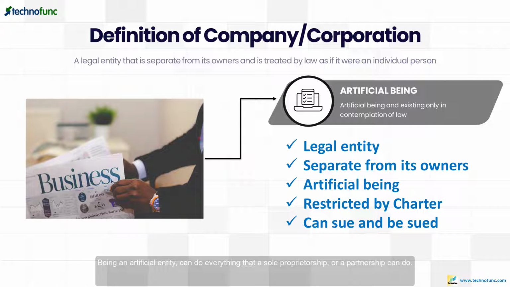Being an artificial entity, it can do everything that a sole proprietorship or a partnership can do. It can own property, buy and sell merchandise, pay bills, and make contracts. It can also sue and be sued in the court in its own name.